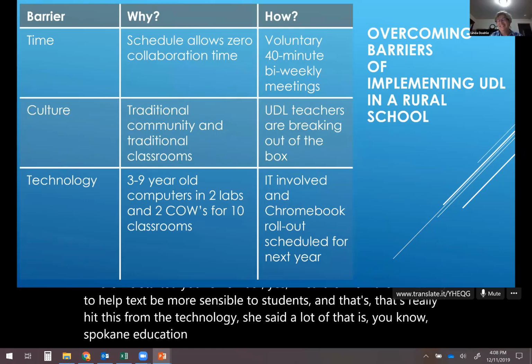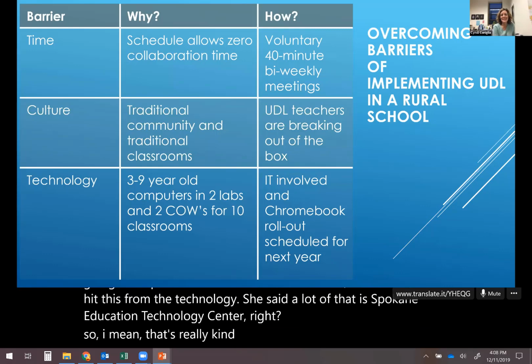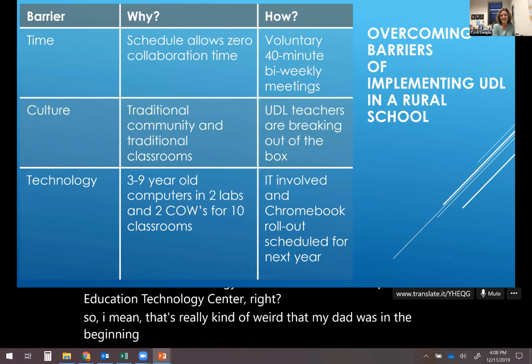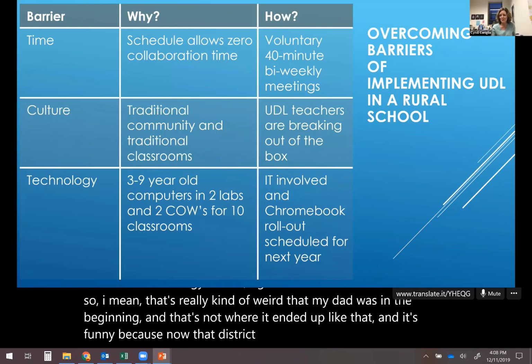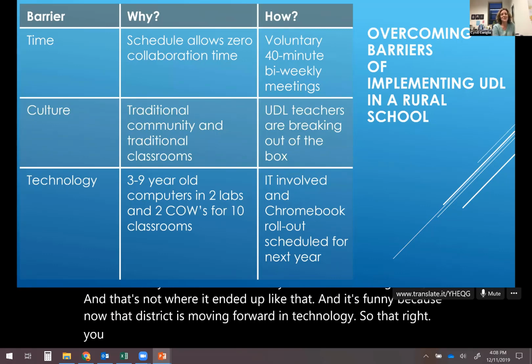Right. So that's really where the mindset was in the beginning, and that's not where it ended up. And it's funny, because now that district is moving forward in technology, so they'll be able to bring more to it. But it's just kind of funny how it came full circle like that.